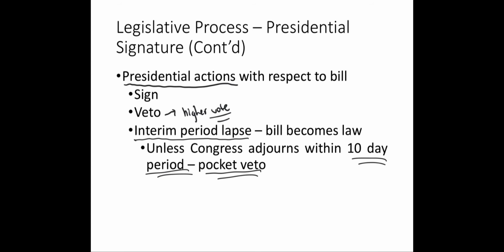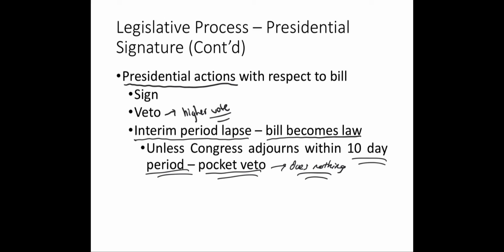A pocket veto, what it means is that the president does nothing. And if the president does nothing, then the bill becomes law unless Congress adjourns within the 10-day period. And if that's the case, then it does not become law. Otherwise, that is not the case, okay? So interim period lapse means that the bill does become law. If nothing happens in those 10 days, the bill will become law as if signed.